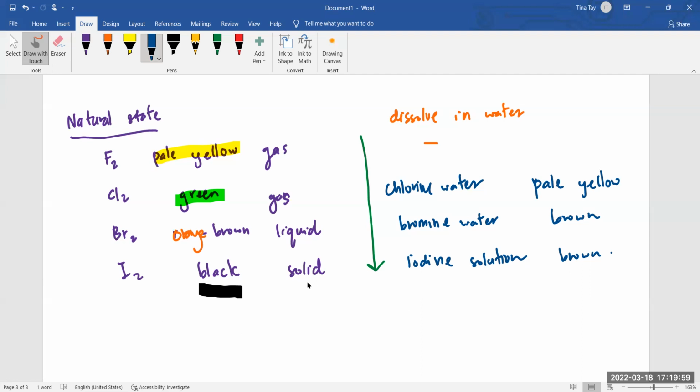If I ask you, what is the state of normal table salt at room temperature? Solid. Yeah. You cannot tell me, teacher, in my house I have salt water, so the state of salt in my house is liquid. You cannot say like that. It's still solid. Get it? Okay, all right.